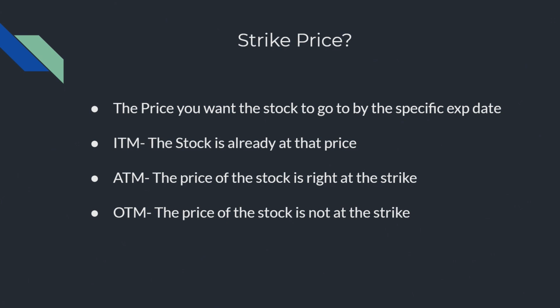So $95 would be considered at the money. Out of the money means that it's not right at that price. So those are the three definitions you need to know. We already went over that, but those are the ones you need to know.